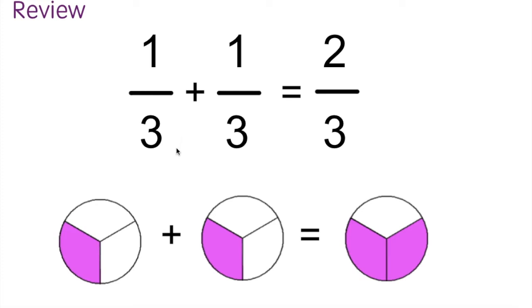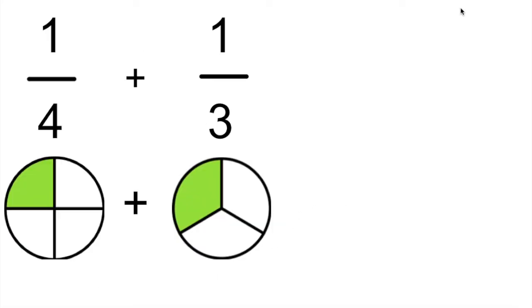I can see that 1/3 plus 1/3 equals 2/3. And if you look at the model, if I have 1 out of 3, and then I put together with that another 1 out of 3, you can see that I end with 2/3.